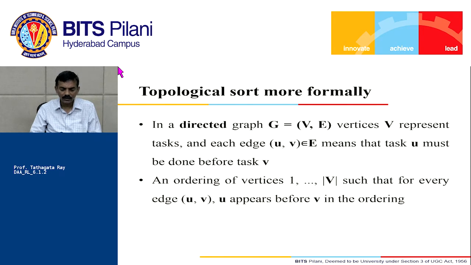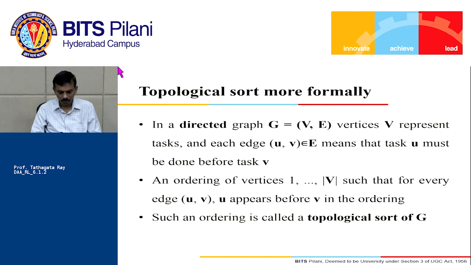So you want to look into an ordering of vertices 1 to v such that for every edge uv, u appears before v in the ordering. Remember what is edge uv? u has to finish first, followed by v. There is a dependency. u should be done first, followed by v. So an ordering of vertices 1 to v such that for every edge uv, u appears before v in the order.